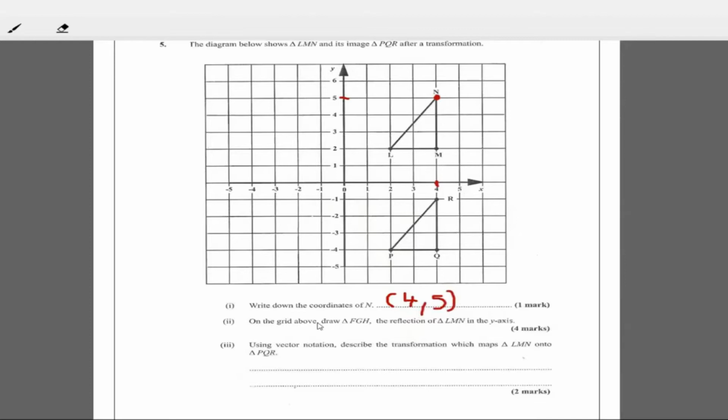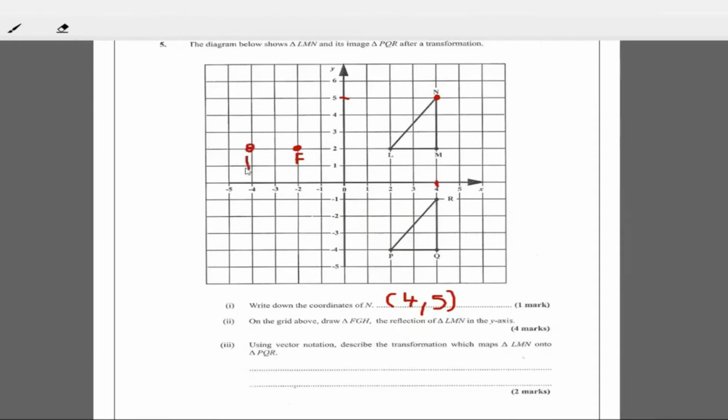Next thing it says, on the grid above, draw triangle FGH. And triangle FGH, they say it's a reflection of triangle LMN in the y-axis. Now, this is the y-axis, all right? So we're going to reflect it in the y-axis. So if we reflect it in the y-axis, this is going to be F. And then this is 4 units from the mirror line. So 4 units from the mirror line is here. This will be G.